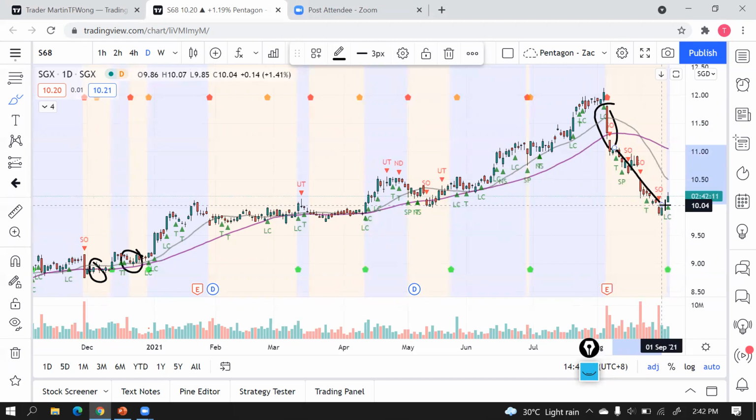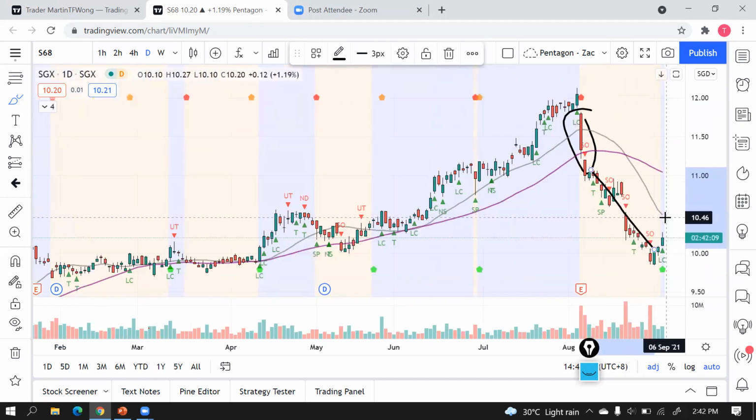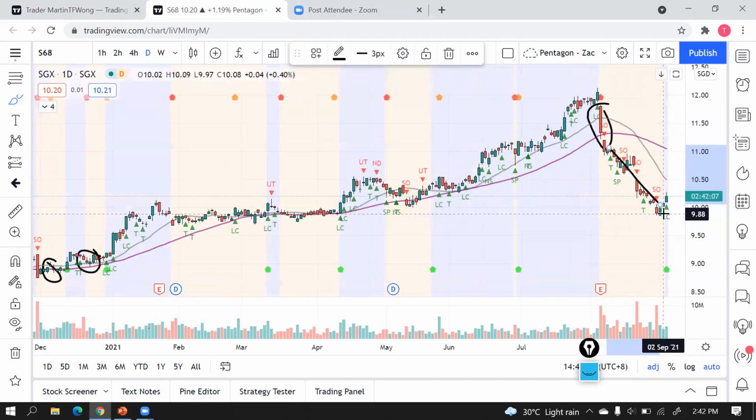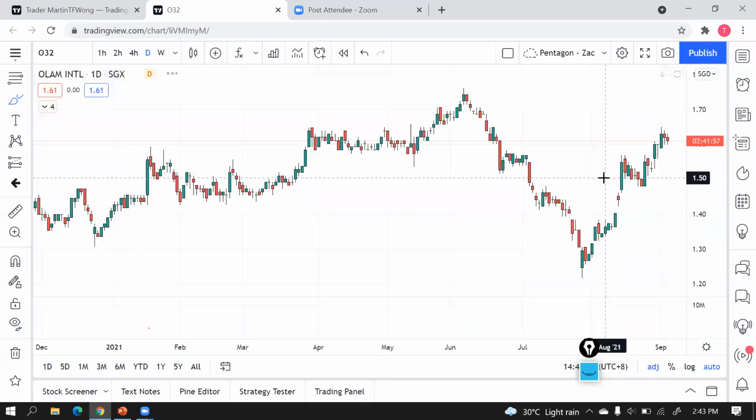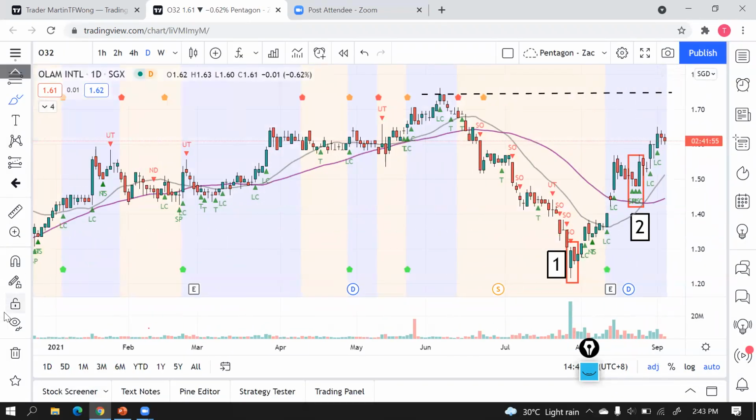I haven't seen the up bar high volume yet, so I don't think it's going to reverse very soon. So if you're interested, wait for the up bar high volume. I think the best one I can remember so far is Olam. If not mistaken, yes, I think it's Olam.